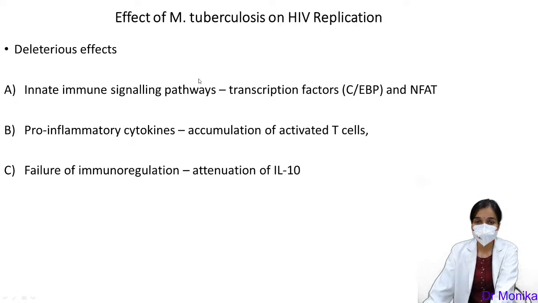Now, we'll discuss the effect of MTB on the HIV. So first, it causes an increase in the HIV replication. This MTB infection causes deleterious effects on the host control of the HIV infection. So basically, it works by three mechanisms. First is the innate immune signaling pathway. Second is the pro-inflammatory cytokines, and third is the failure of immunoregulation.